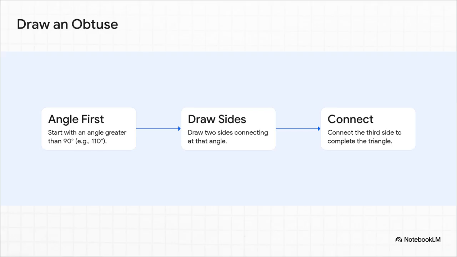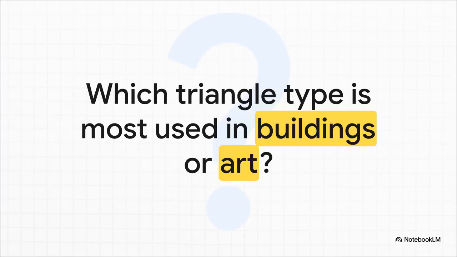And finally, let's make an obtuse triangle. The trick here is to start with the angle itself. Use your protractor to draw a nice, wide angle, something more than 90 degrees, like 110. Draw your two lines coming out from that point, then just connect the ends. That one wide angle is what defines its whole shape. So the next time you see a triangle, you won't just see a shape, you'll actually see its full identity. You're officially a triangle detective now.